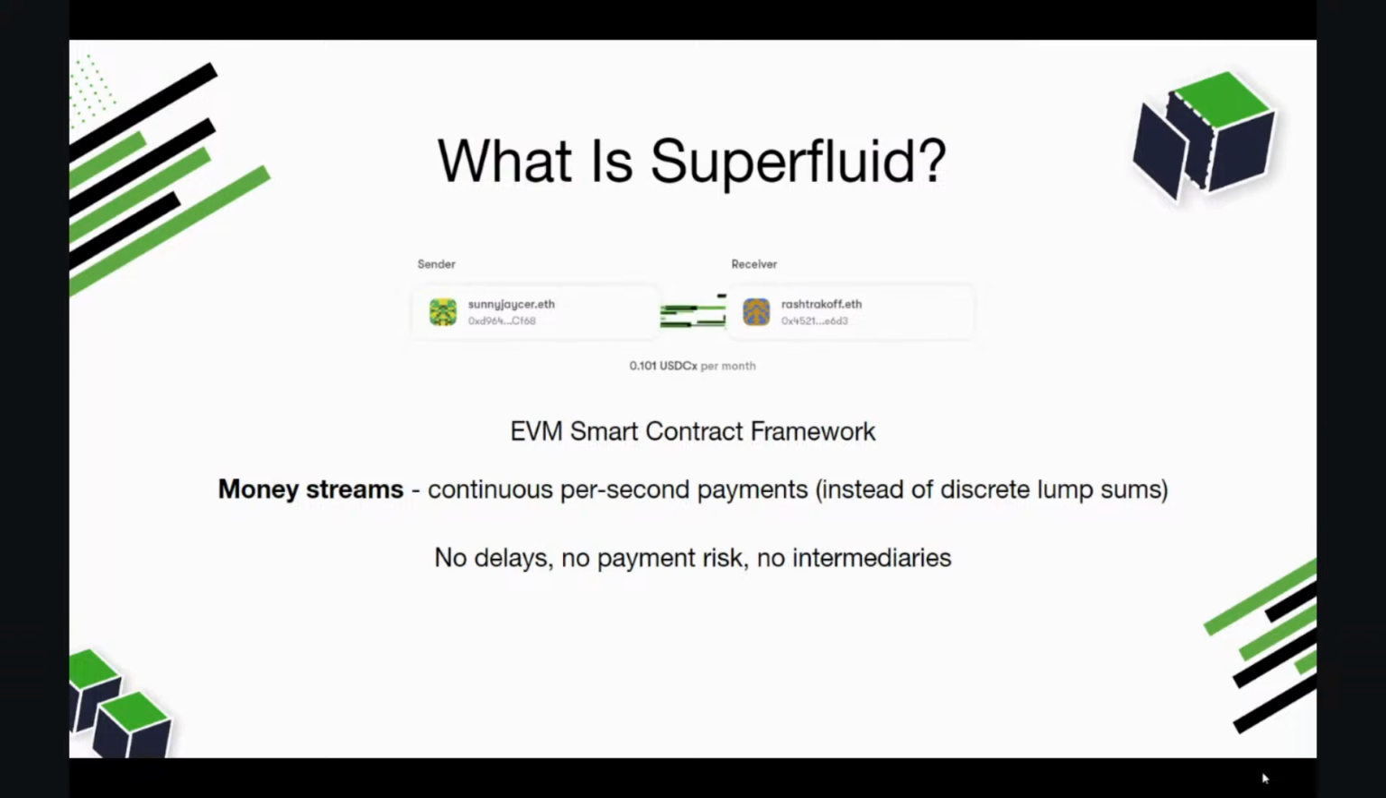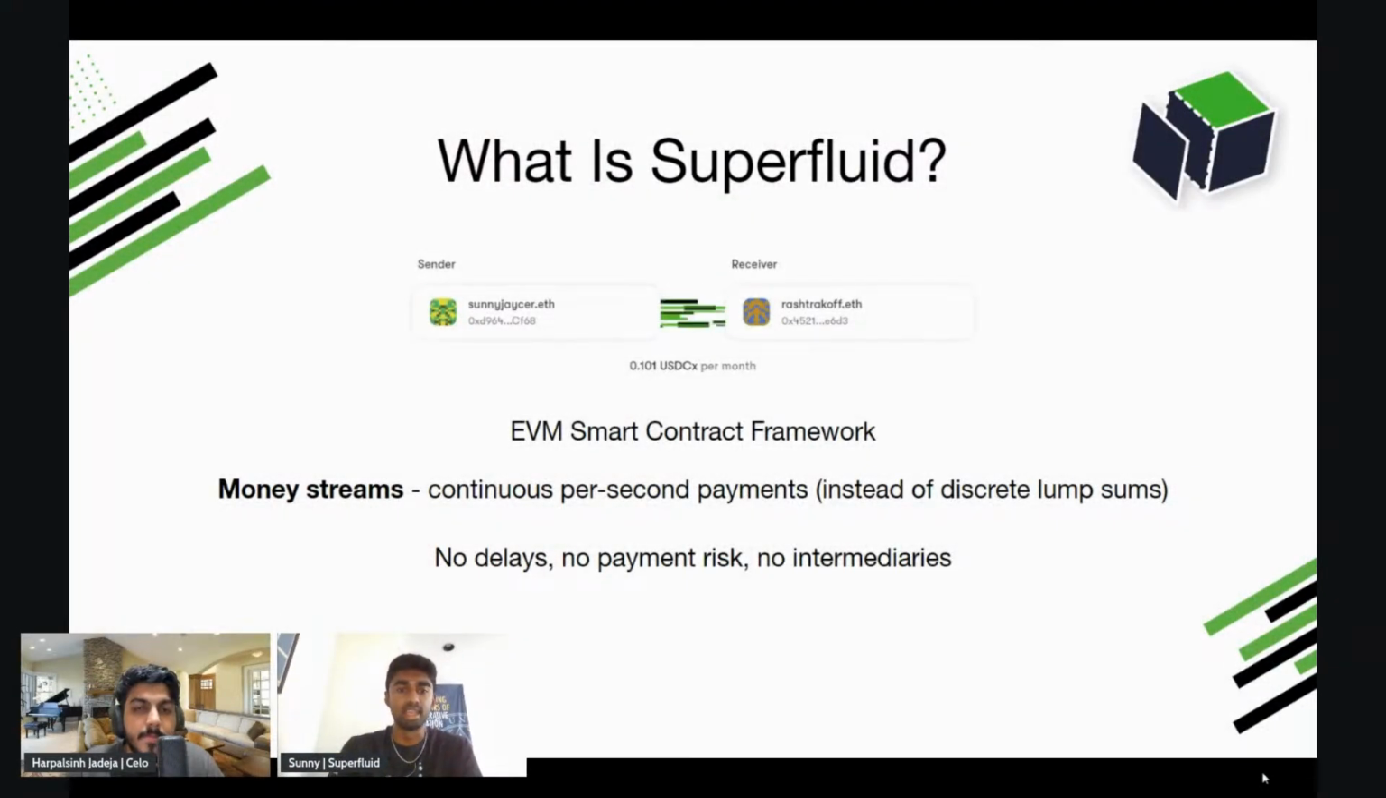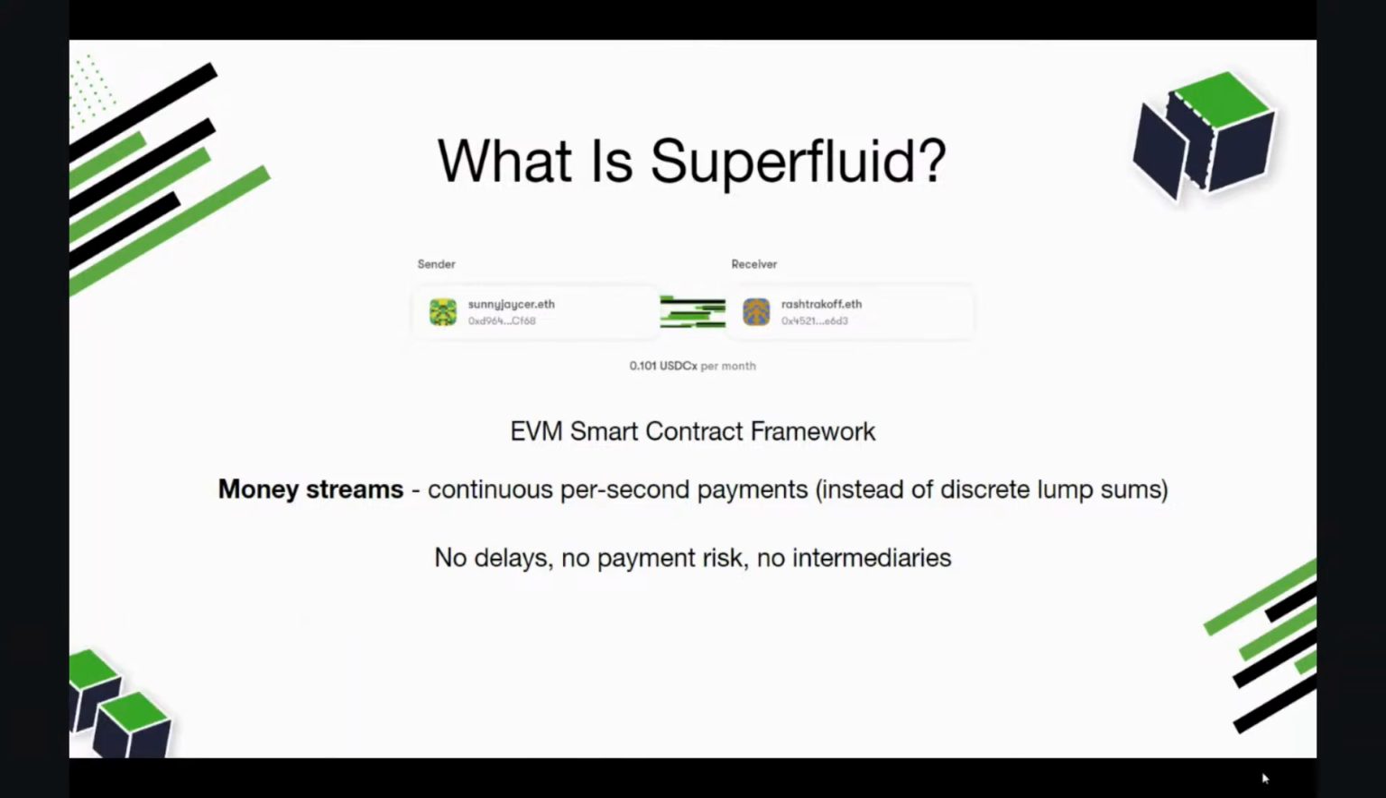So what Superfluid is at the end of the day, it's an EVM smart contract framework. It's a bunch of smart contracts out there on all the big main EVM mainnets as well as testnets that allows you to do one very cool thing amongst other things, that being money streaming. So money streaming refers to the continuous per second movement of tokens between accounts.